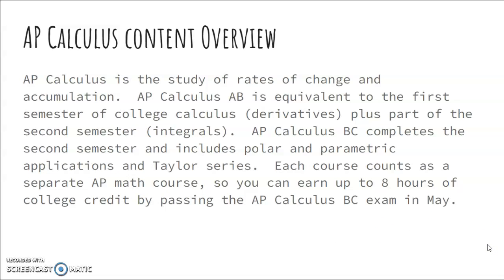For AP Calculus content overview, AP Calculus is the study of rates of change and accumulation. AP Calculus AB is equivalent to the first semester of college calculus, which is derivatives, plus part of the second semester, which covers integrals. AP Calculus BC, which we do second semester, completes the second semester and includes polar and parametric applications and Taylor series. Each course counts as a separate AP Math course. So you can earn up to 8 hours of college credit by passing the AP Calculus BC exam in May.